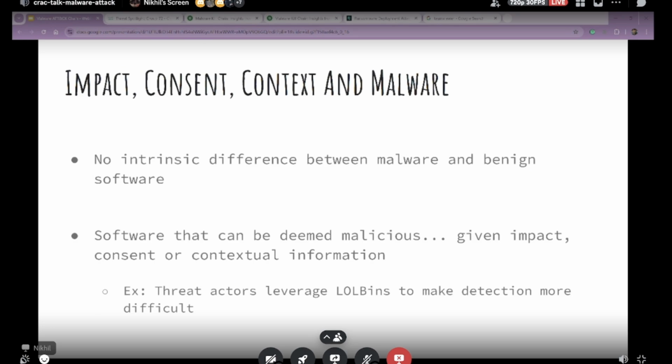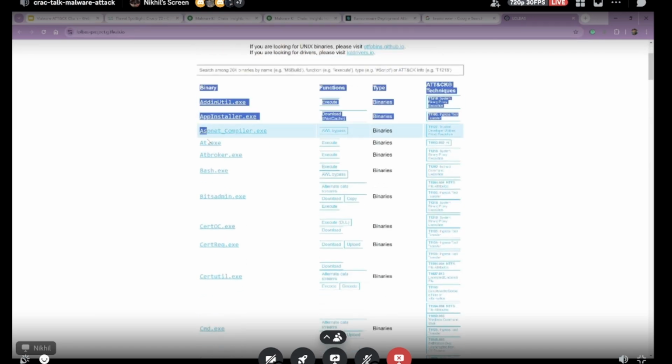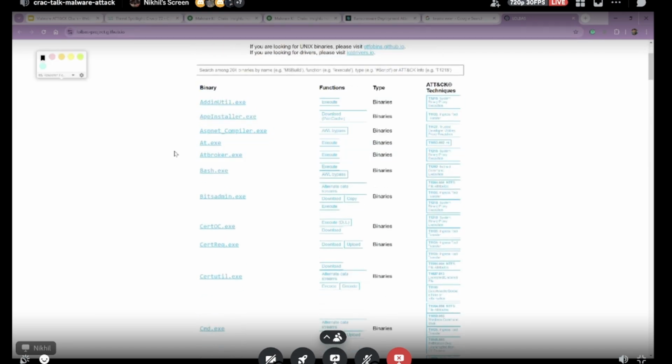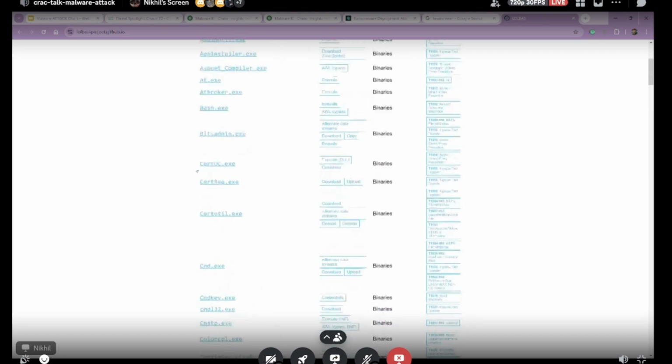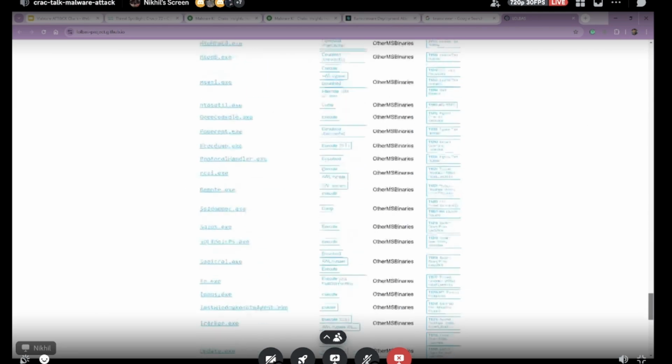Now there's an entire category of benign software called LOLBAS, living off the land binaries and scripts. There's this website, lolbas-project.github.io, and they show all those binaries. It's usually Windows, but there's also Linux, if I remember. Must be here somewhere. So what it means is, which benign software can be used to perform malicious actions? And they have an entire list of it. It's a long list.